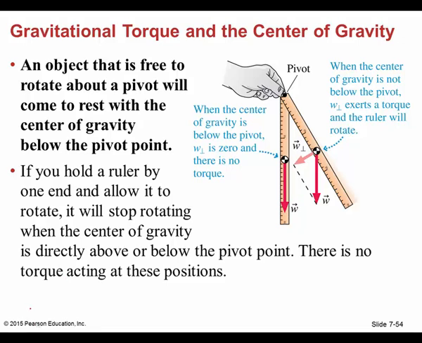So notice that when the center of gravity is below the pivot point, the weight, of course, is 0, and there's no torque, okay? All right.